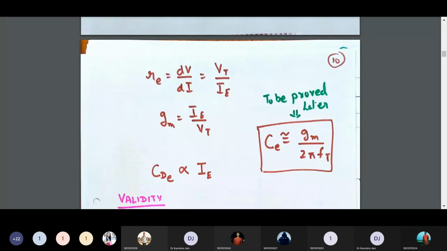Now we know that VBE. What is VBE? Any idea? Voltage across emitter and base. Good. So VBE changes slowly with time. That means what?